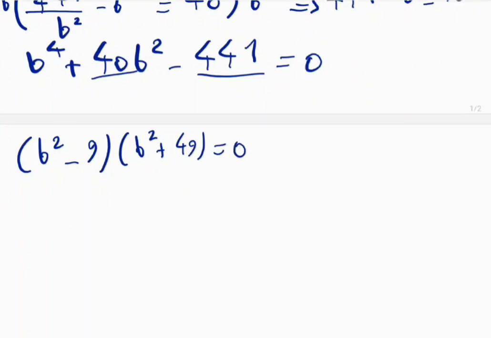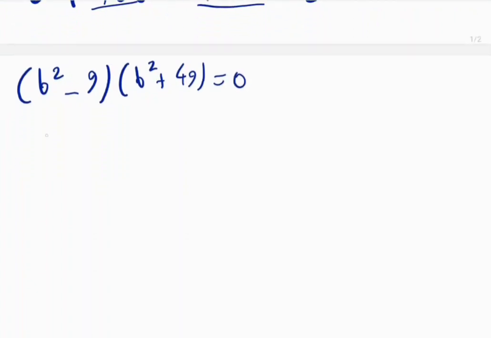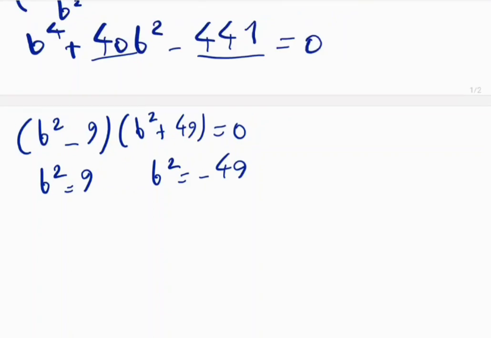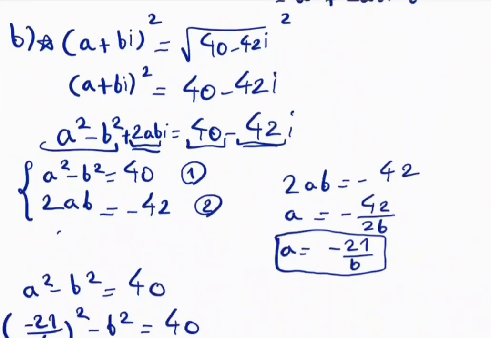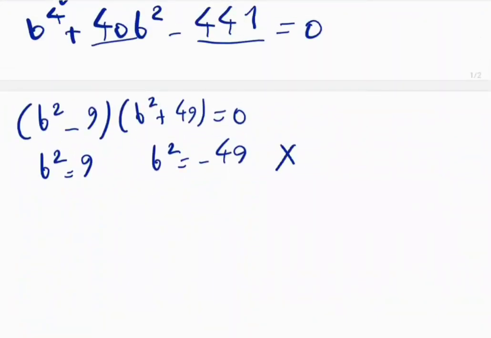Now here is the part that we should be very careful. Let's solve for the value of b. One of the cases is when b squared is equal to 9, and the other case is when b squared is equal to minus 49. And we know that b squared equal to minus 49 is going to give us two imaginary numbers, and we don't want that, because in the question we know that a and b are positive integers, so this one doesn't satisfy the conditions mentioned in the question. We just dismiss this one.